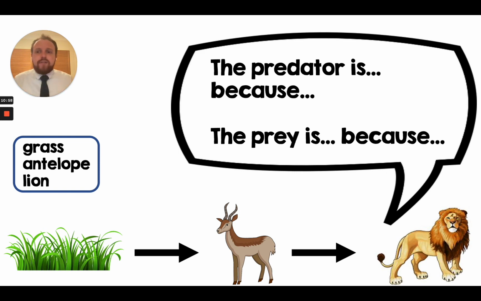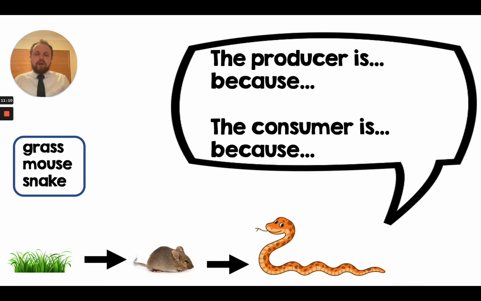Okay, we're going to look then at a couple more food chains and do the same thing again. Hopefully you have a better understanding of how producers, consumers, predator, prey work now. So let's press on to the next one. Now we've got grass eaten by the mouse, which is then eaten by the snake. So first up, we're going to talk about producers and consumers.